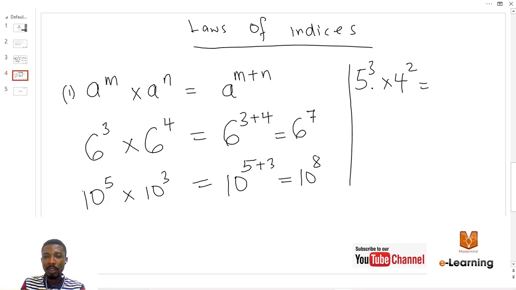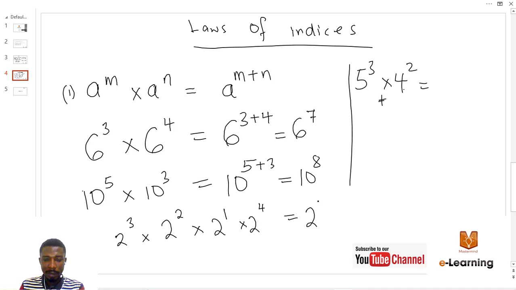Note that you can't do the same to 5 to the power 3 times 4 to the power 2. Why? Because the bases are not equal. But it doesn't matter how many terms you have. If I had 2 to the power 3, 2 to the power 2, 2 to the power 1, 2 to the power 4, the bases are all equal, so I repeat the 2 and sum the powers, 3 plus 2 plus 1 plus 4, which gives us 2 to the power 10.